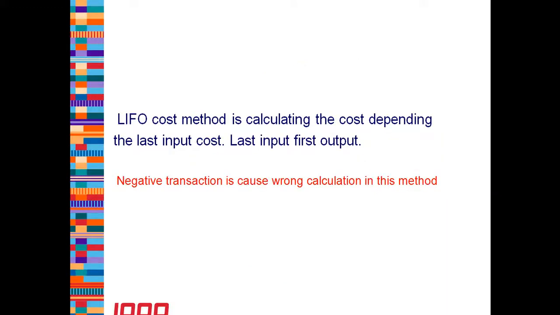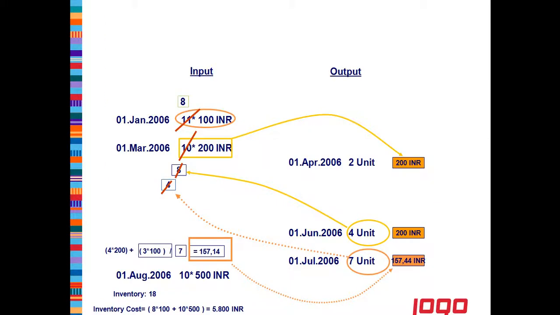The LIFO cost method calculates the cost depending on the last input cost. So the last input will be the first output. Here also a negative transaction causes a wrong calculation in this method. So in FIFO we take the first input, and in LIFO we have to take the last input, which will be the first output.